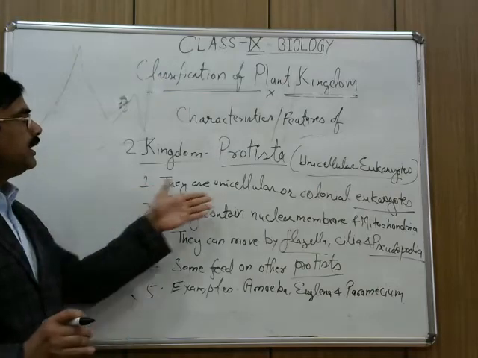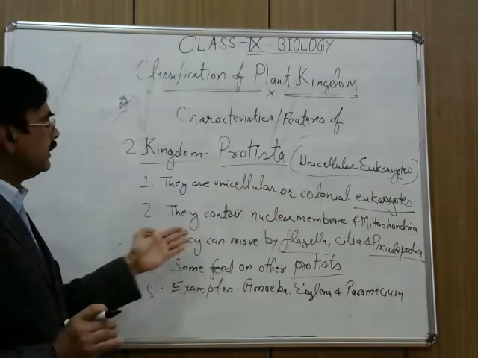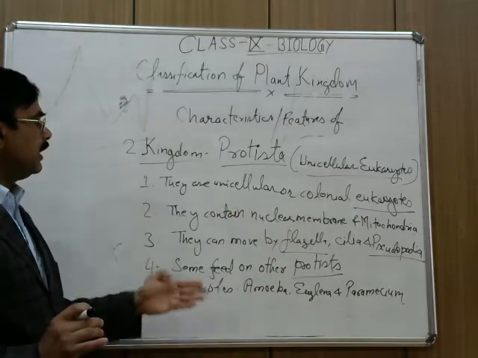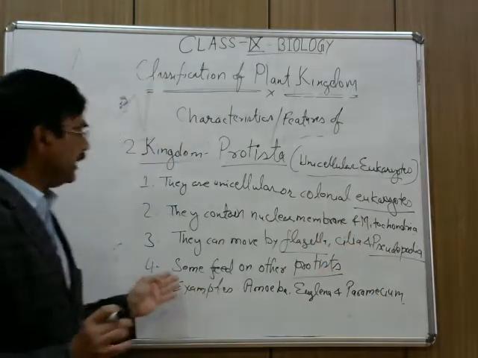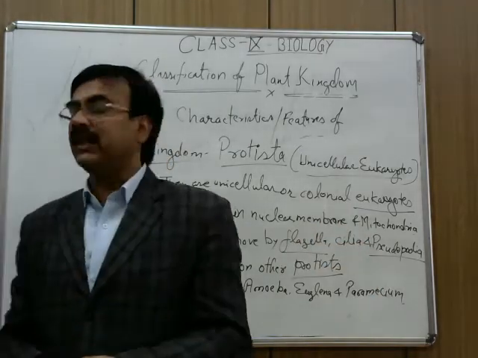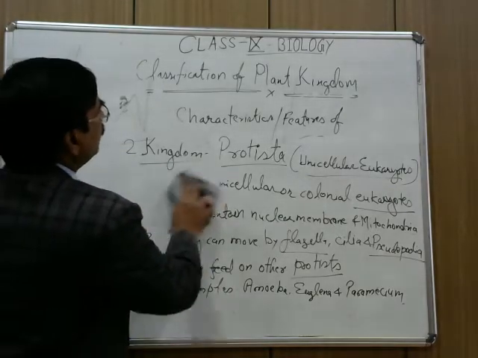Number 1, they are unicellular eukaryotes, a little bit developed. They contain nuclear membrane. They contain mitochondria. They can move by flagella, cilia and pseudopodia. Some feed on others, and that is why they are called parasites also. Moving to the next kingdom.